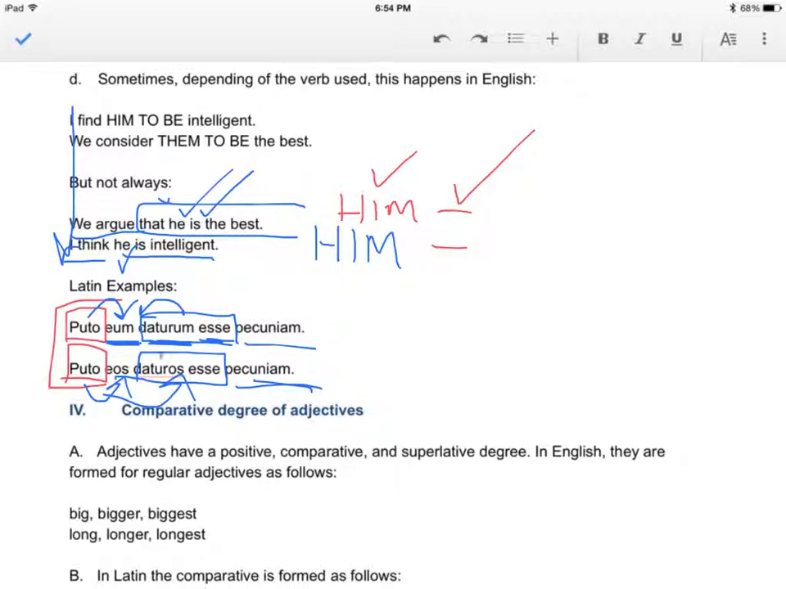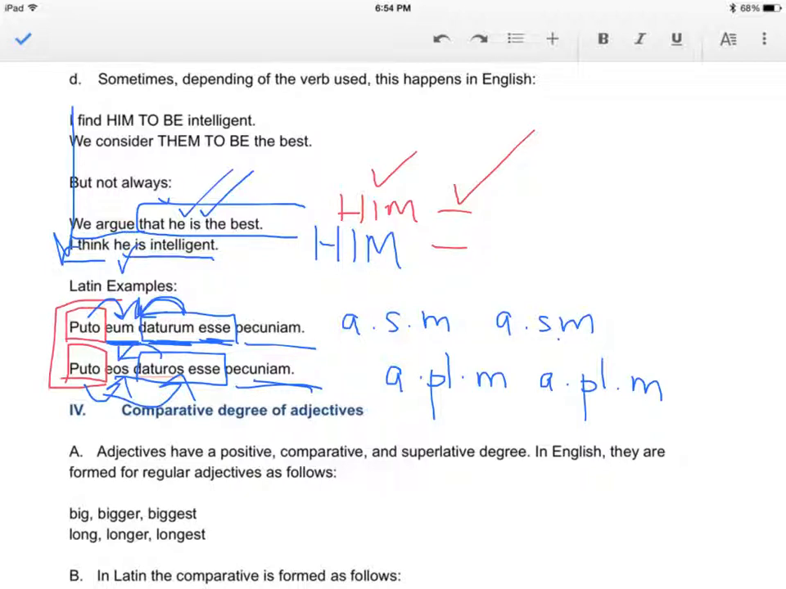Note that daturos agrees with eos, and daturum agrees with eum. Eum is in the accusative singular masculine, and so daturum is in the accusative singular masculine. Daturos and eos are both in the accusative plural masculine, because that participle always agrees with the noun it modifies in case, number, and gender.